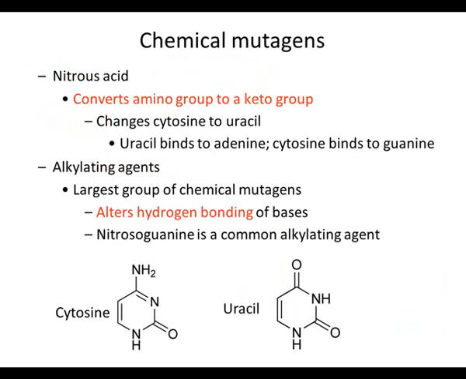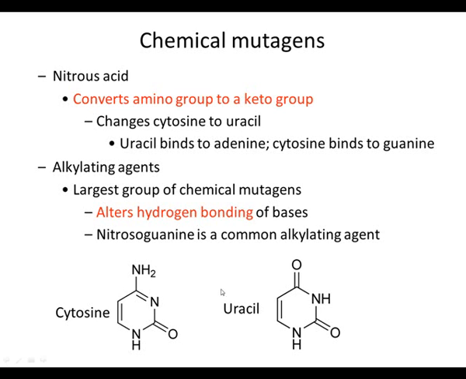So nitrous acid is a mutagen that leads to base substitution. Here, cytosine, in the presence of nitrous acid, gets converted to uracil. Uracil is not normally in the DNA, but when it's in the DNA, it base pairs like thymine. And so instead of C base pairing with a G, U would base pair with an A. And so that's going to lead to a base substitution.